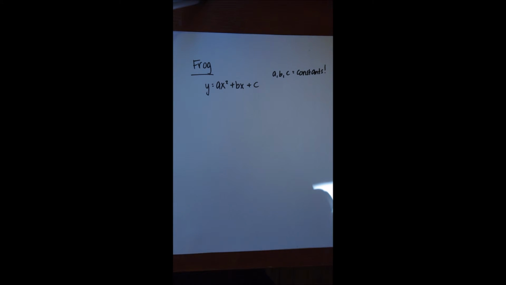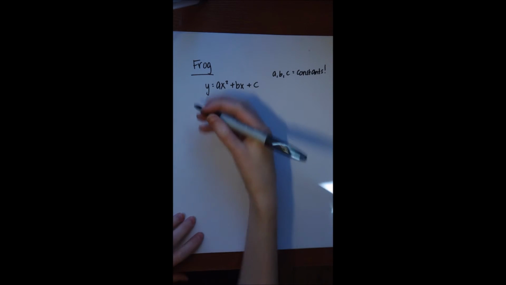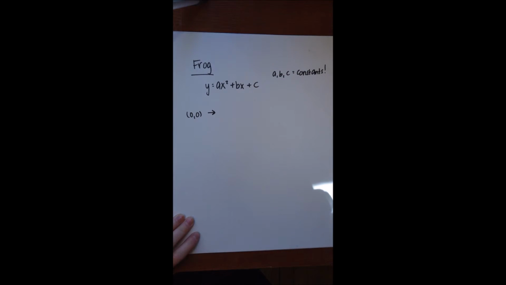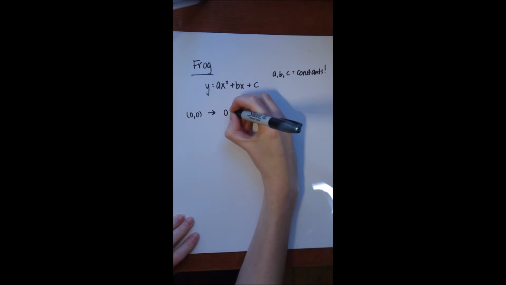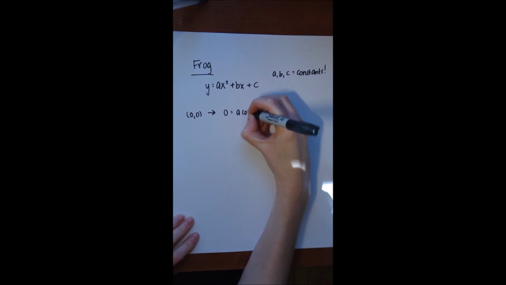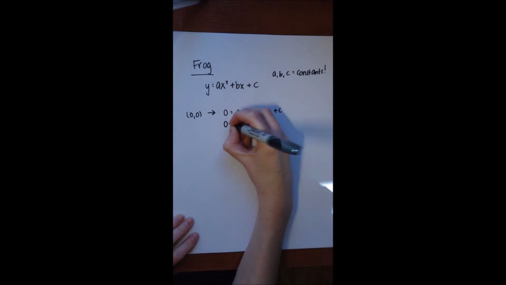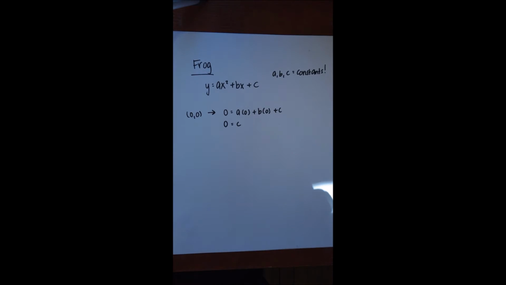So any number. Now, in order to solve for this, we can do something similar to what we did with the rabbit. We can choose some points, replace them in our equation, and solve for our variables. So we're going to choose the point 0, 0 first, because we know 0, 0 cancels things very nicely. So 0 is going to be equal to a times 0 plus b times 0 plus c. 0 is going to be equal to c. We know c is 0.